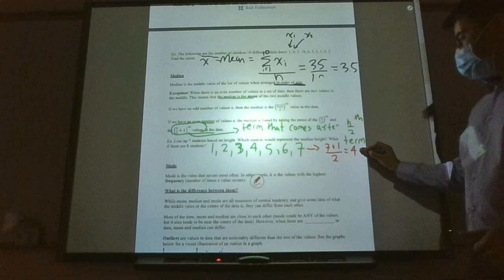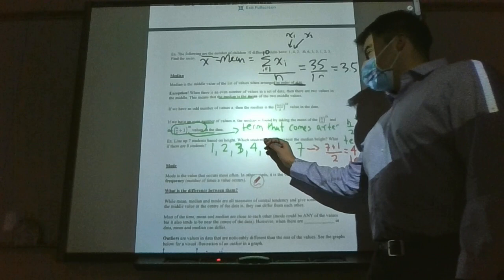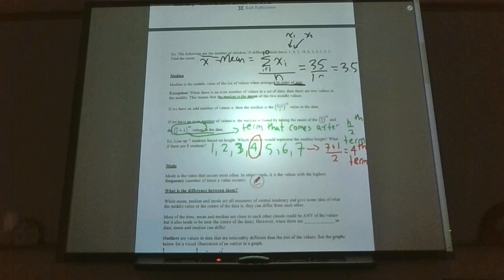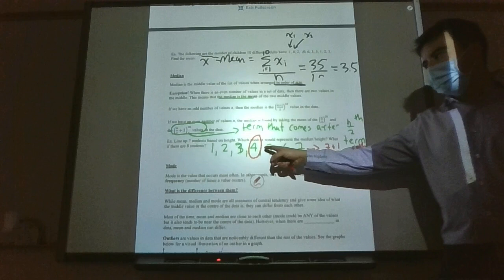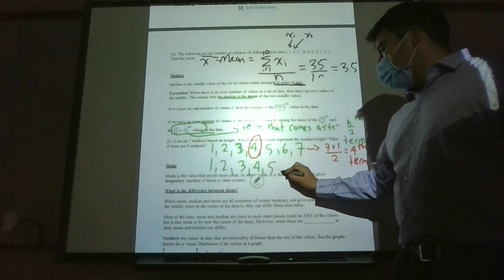Perfect. So then we're really looking at the fourth term. That's really what we're saying here, that we're looking at the fourth term, and that's going to be our middle one. And what's our fourth term? Well, our fourth term is 4. Just so you know, this example is so easy because I literally did numbers 1 to 7, so the fourth term happens to also be 4. It's not always that way, hopefully. It's just that I happen to pick easy numbers. And the next one here, I have 1, 2, 3, 4, 5, 6, 7, and 8.